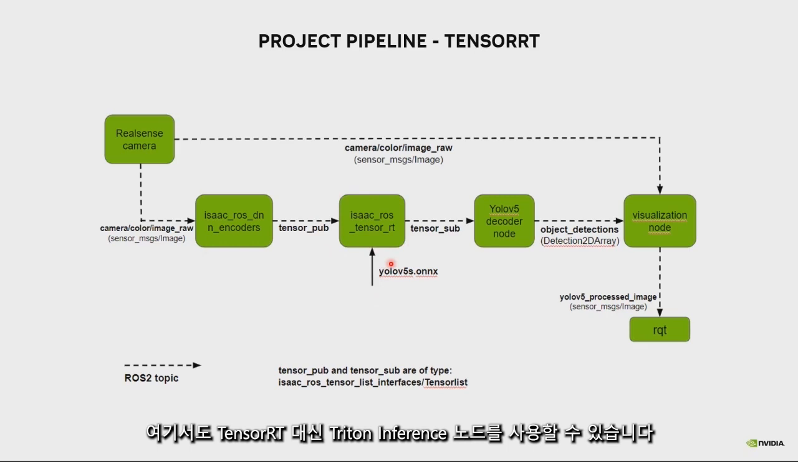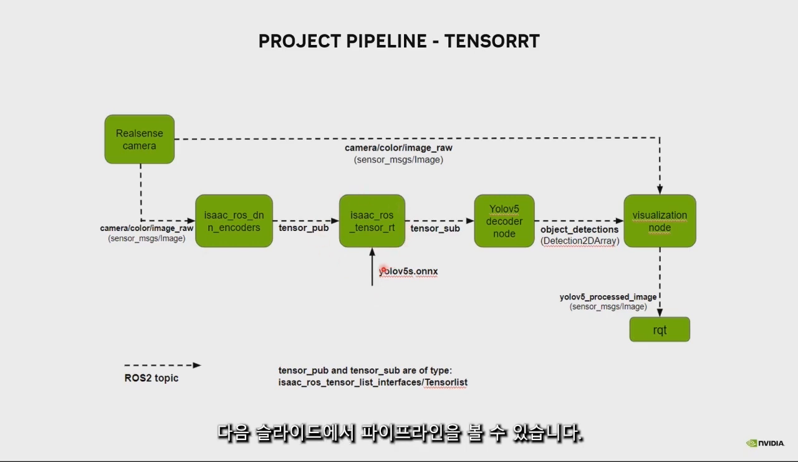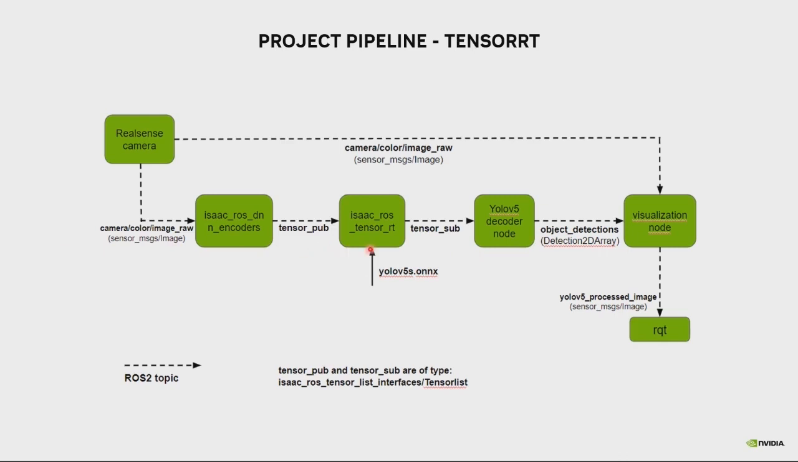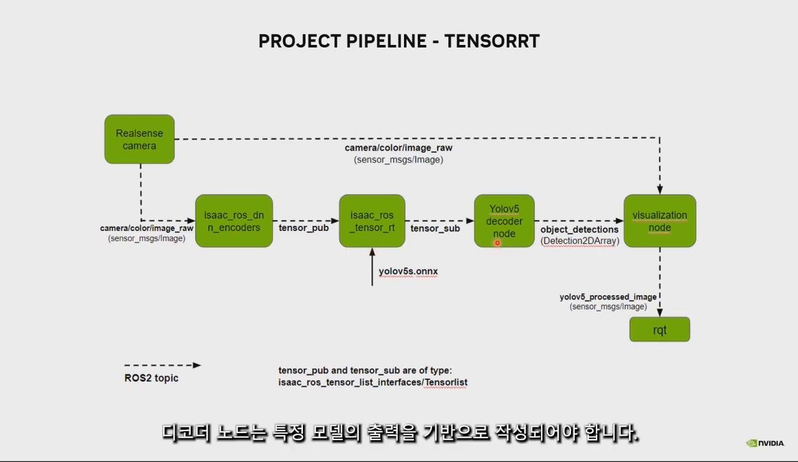The Triton inference node could be used here too in place of the TensorRT node, and we'll see that pipeline in the next slide. Now, the output of this node is also a tensor list message and is passed to the decoder node. For vision models, we can use the encoder and the TensorRT or the Triton inference nodes as is, but the decoder node has to be written based on the particular model's output.